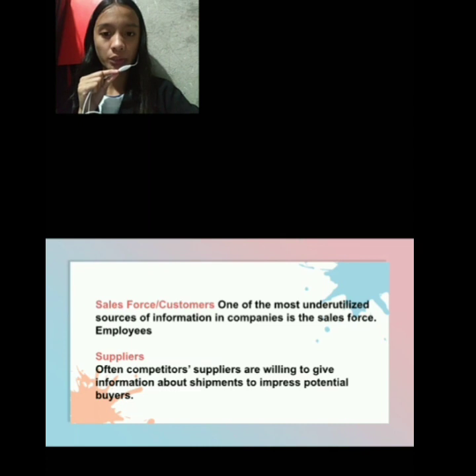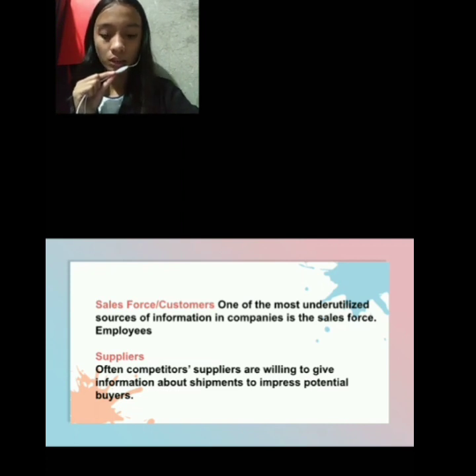Next one is suppliers. Often suppliers are willing to give information about shipments to impress potential buyers. So, once we say suppliers, this is the willingness to give information. Imprints on packaging, cartons can provide useful information because they indicate the name and address of the carton makers. So, it is willing to give information about the product to the buyers.